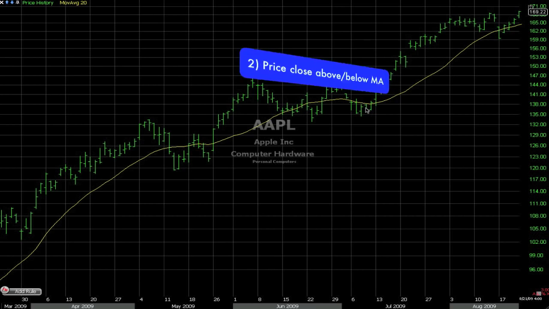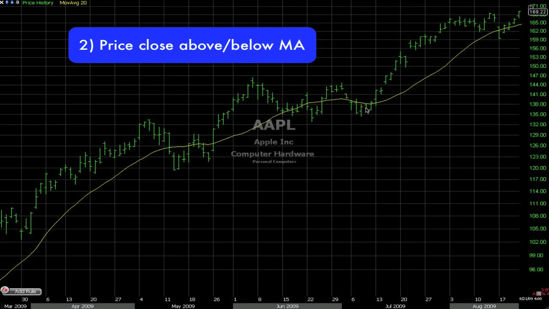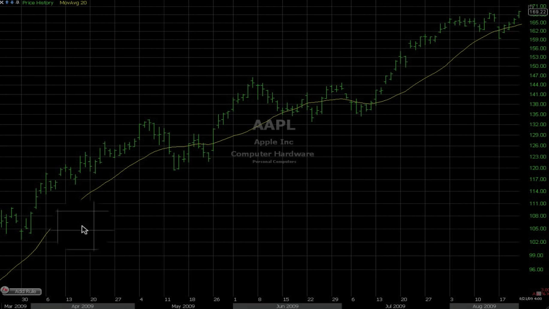The second way to use MAs for entries could be a close above the MA, or under for that matter. But in this case we do have an uptrend, so we only want to take long plays. So we're looking for closes above the MA. Preferably after an X amount of bars closing underneath, because we do need some pullback to give an entry. So a close above the MA here could be an entry. A close above here could be an entry. Or this one could be an entry.